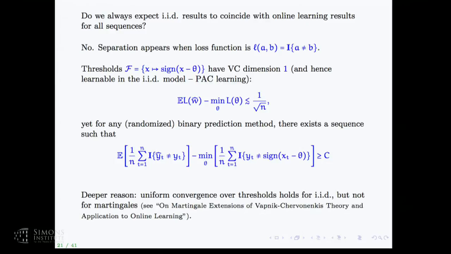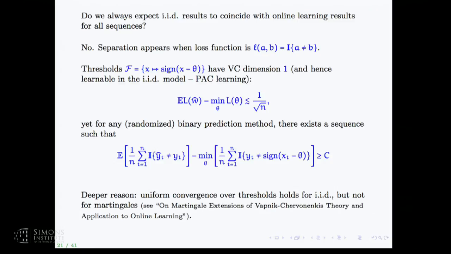If you take thresholds, so these are just on a line, x is a real variable, and this is a threshold parameterized by theta, that has VC dimension 1, if you know what that is. If not, all it means is that empirical risk minimization is still possible, or still has the rate of convergence of 1 over square root of n. So the expected loss of the empirical risk minimizer compared to the best in hindsight is 1 over square root of n.